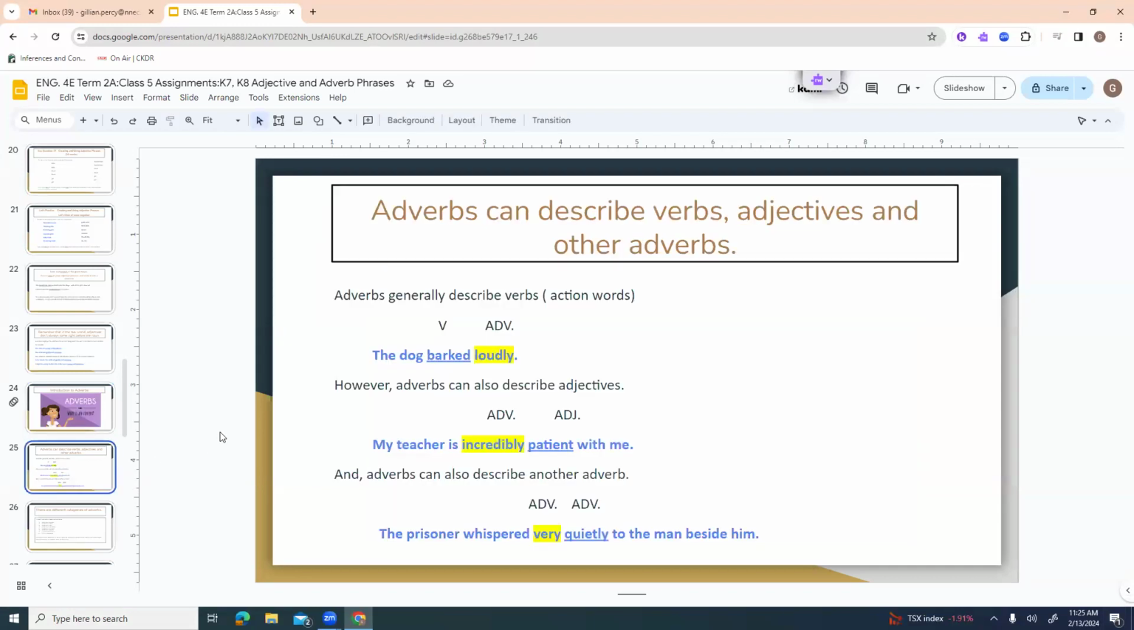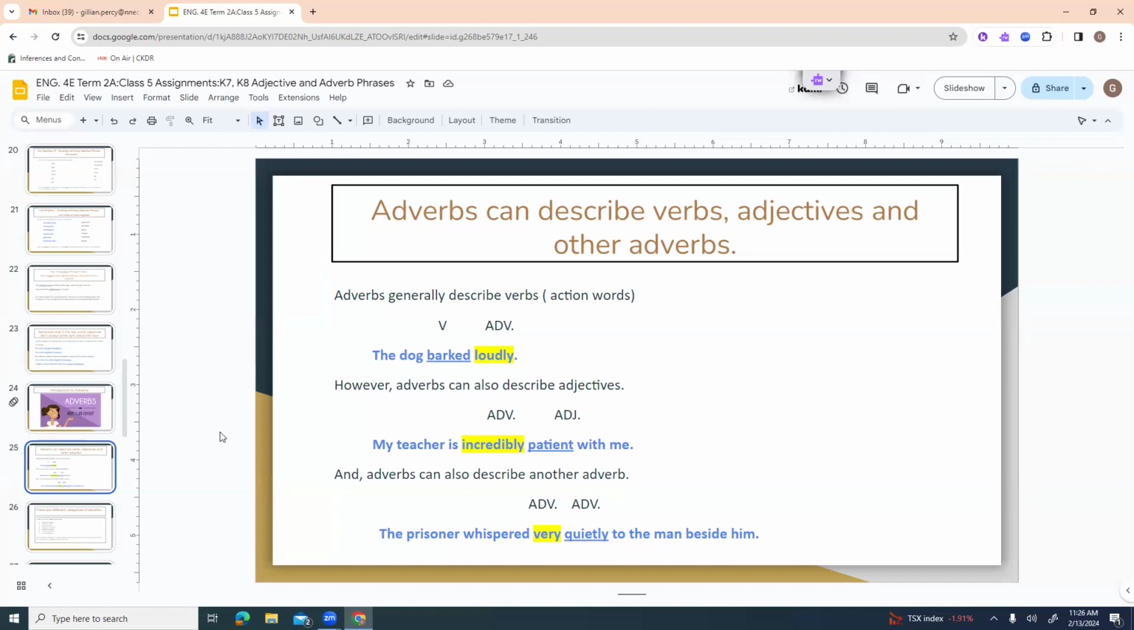Okay. So adverbs can also describe not only verbs, but adjectives and other adverbs. We often learn about the verbs, but they don't mention those ones, but they do show up. So things like the dog barked loudly. Here, the adverb is after the verb barked, but it can also describe an adjective. So my teacher is incredibly patient with me. Incredibly is my adverb, and it's describing the adjective patient.